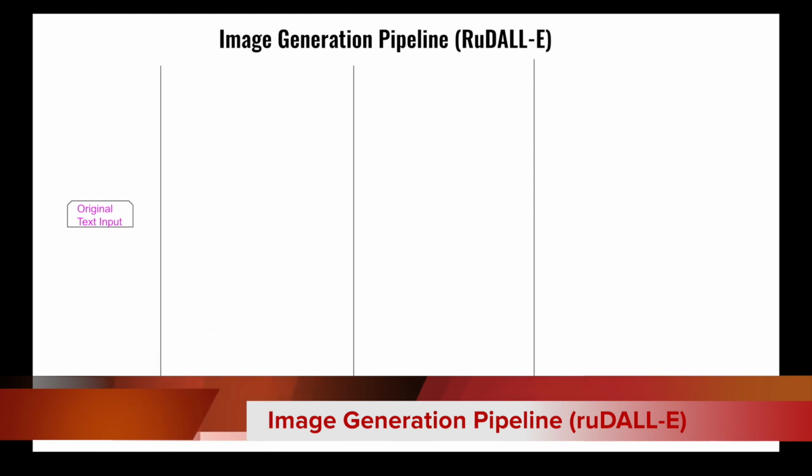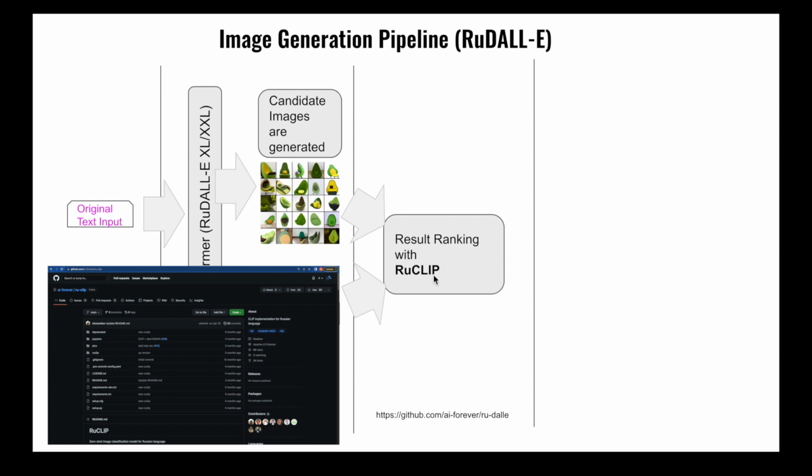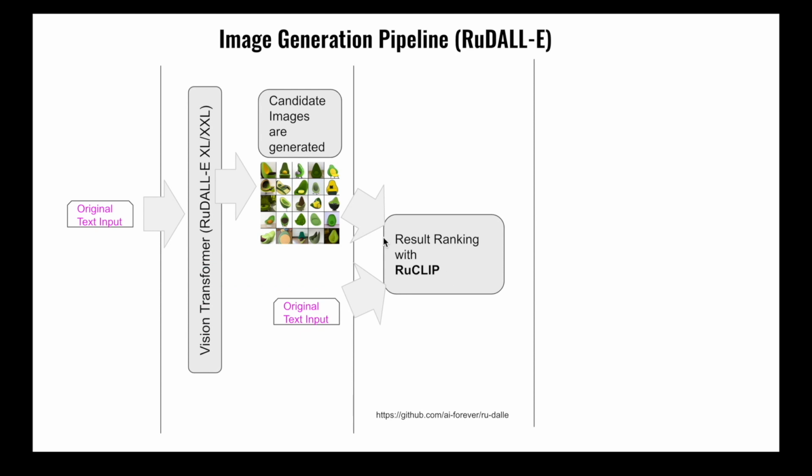Let's take a look at what happens with ruDALL-E. We already have ruDALL-E, which uses the same transformer as DALL-E, and based on the input text request, it generates the candidate images. In the next step, there is ruCLIP, which the ruDALL-E team created based on the open source CLIP architecture, and that code is also available at this GitHub. So the ruCLIP component works together to understand the best or top images based on the request, and the final image collection is generated.